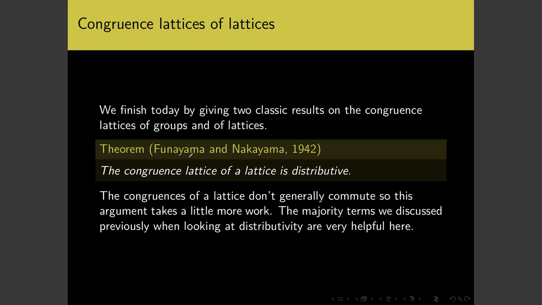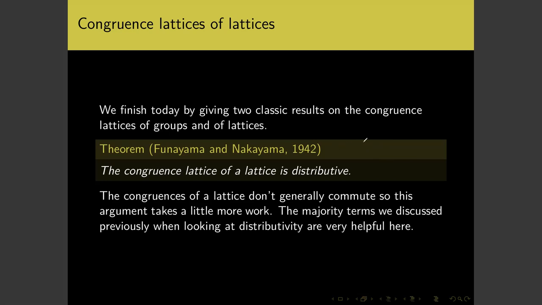So now finally, we will talk about the congruence lattice of lattices. In 1942, so almost half a century later, Funayama and Nakayama showed that the congruence lattice of any lattice is distributive. And so this is a difference between groups and lattices: their congruence lattices satisfy different laws. The congruence lattice of any lattice has to be distributive, and that is stronger than having that it's modular.